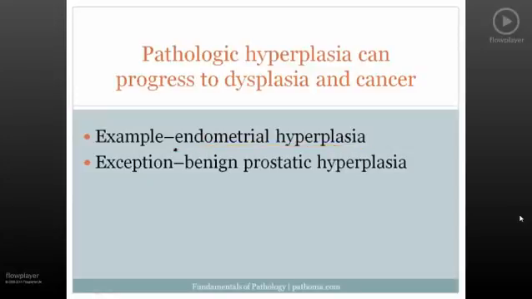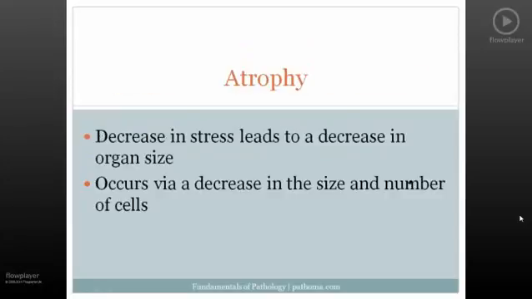Another important point to be brought up here is that there is one very classic exception to this general rule, and that is benign prostatic hyperplasia, or BPH. Now, benign prostatic hyperplasia is a pathologic hyperplasia. However, it is not related to cancer, and there is no increased risk of cancer with BPH. So this again makes for a nice examiner's question, because it's an exception to a general principle.